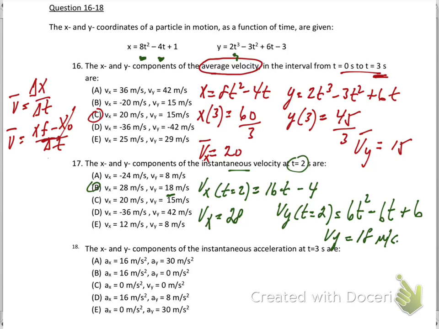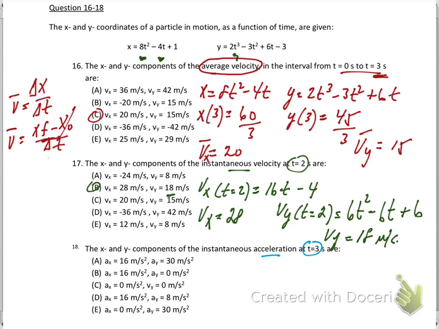All right, number 18. The x and y components of the instantaneous acceleration, this time at 3 seconds. So we want the acceleration. We need the second derivative of position, or the first derivative of velocity. So let's do that.